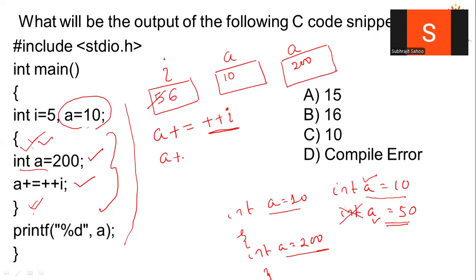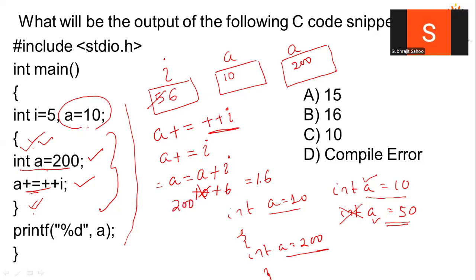Now a += i, I will write it. Its meaning is what? a = a + i. i value is 6. What is the value right now? 16? Sir, which a value? Which a value? a value is 10? Huh? Okay, this statement is executing, so which a value? 200, not 10 here. Observe this one, very important. Not 10 here, 200 only.